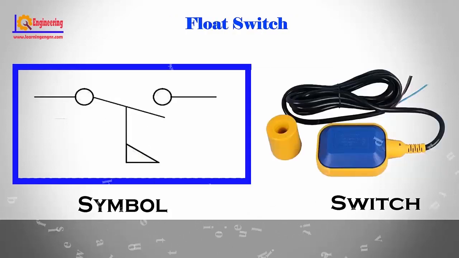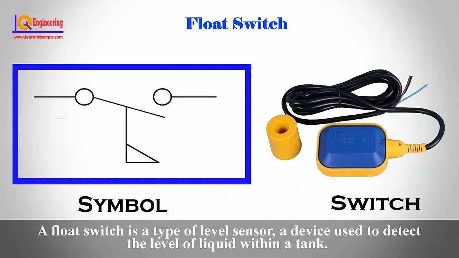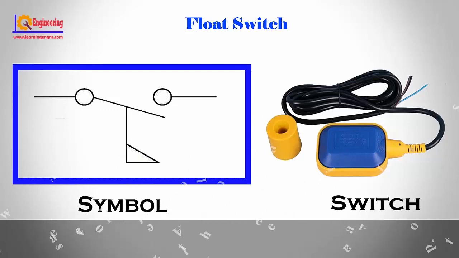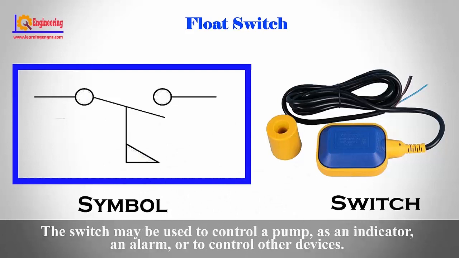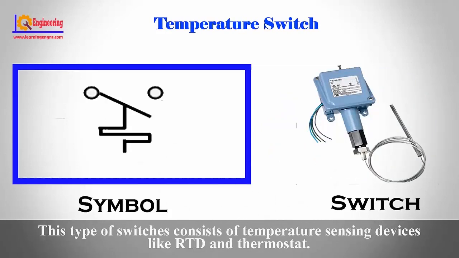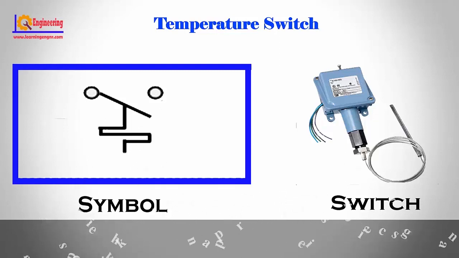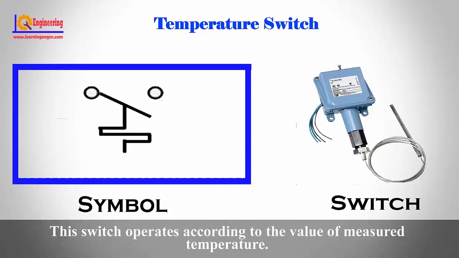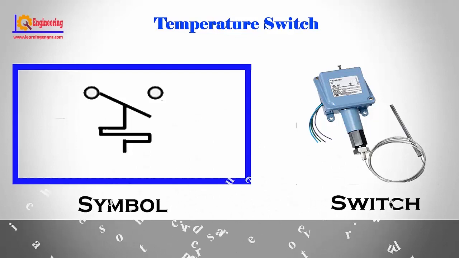Float switch. A float switch is a type of level sensor, a device used to detect the level of liquid within a tank. The switch may be used to control a pump, as an indicator and alarm, or to control other devices. Temperature switch. This type of switch consists of a temperature sensing device like an RTD or thermostat. This switch operates according to the value of measured temperature.